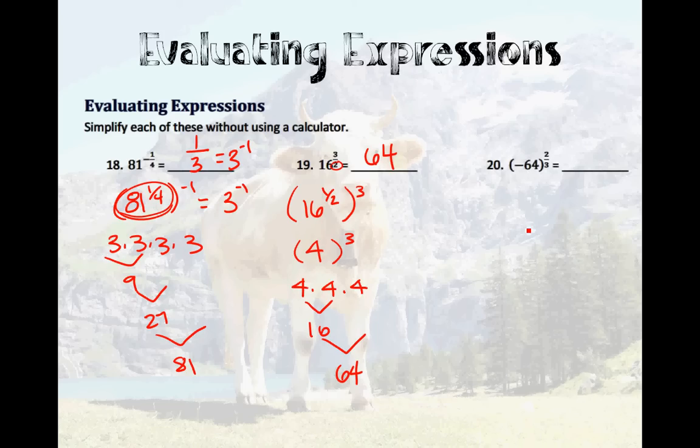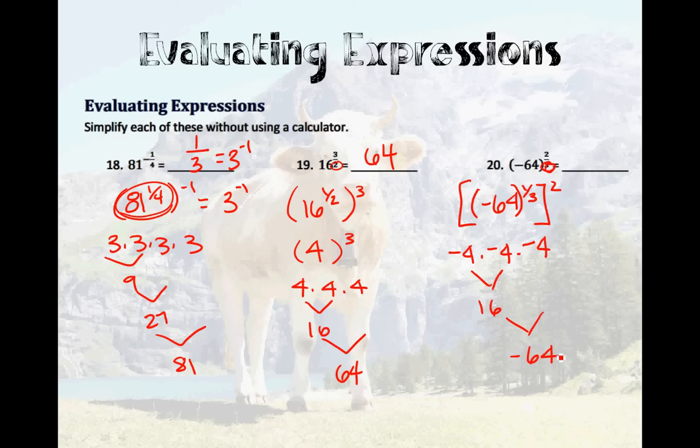Okay, and then for the last one, again, take care of the denominator first, and then worry about the numerator. So we have negative 64 to the 1/3, and then that whole thing is going to be squared, and so we're looking for the cube root of negative 64, which is negative 4. So negative 4 times negative 4 is positive 16, times negative 4 is negative 64. So this can be replaced with negative 4, and then that's squared, and negative 4 times negative 4 is positive 16. So hopefully that kind of addressed all of your questions.